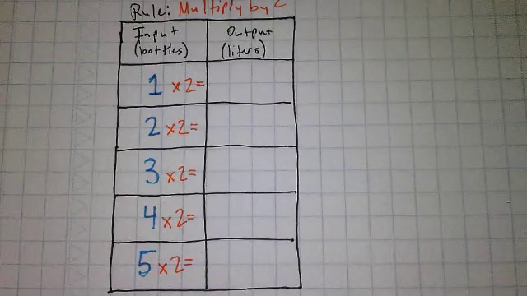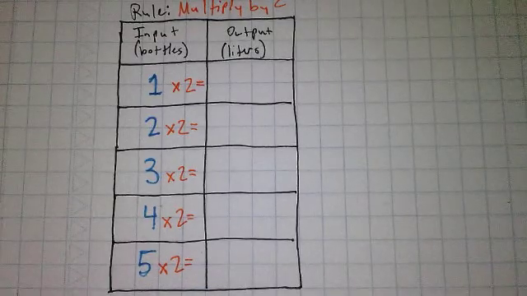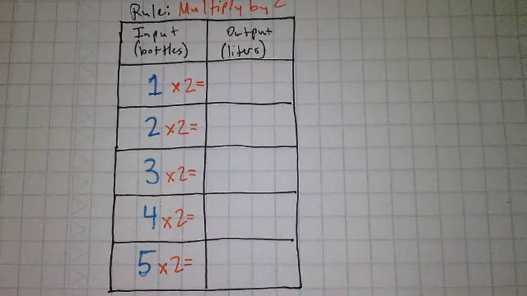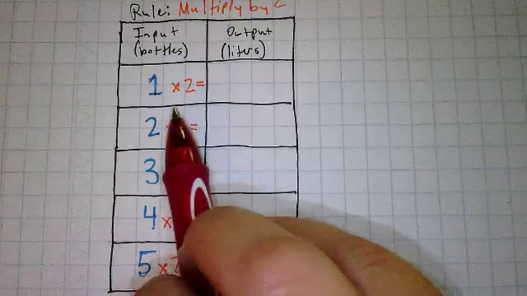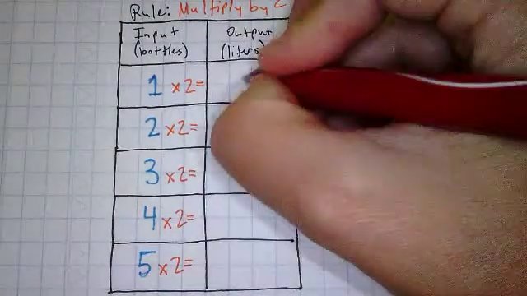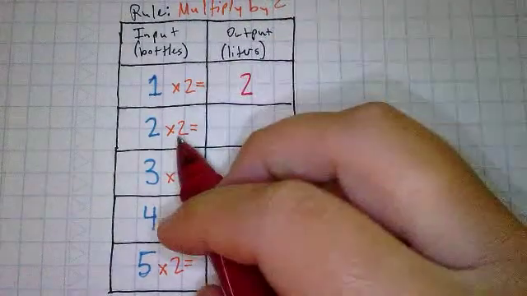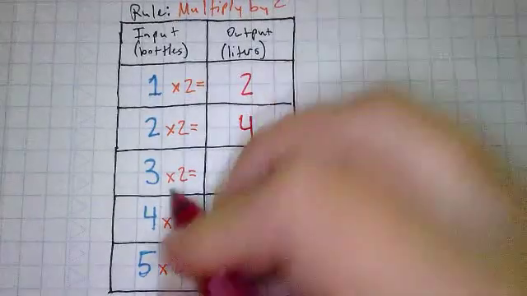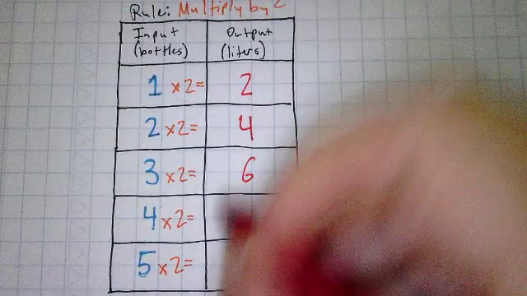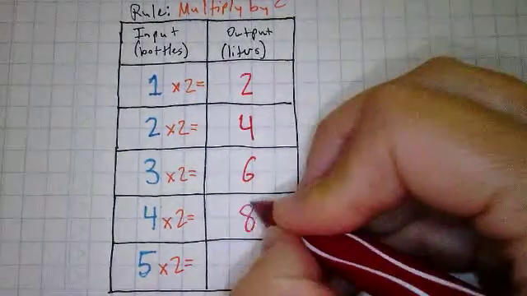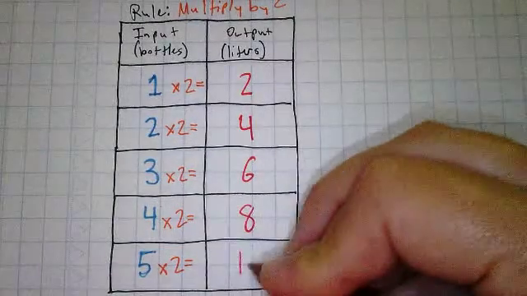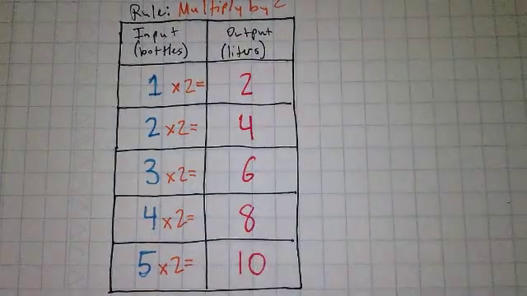Now we can go through, and yes, it's going to be the same numbers as before, but we can really see that multiplication. 1 times 2 is? 2. 2 times 2 is? 4. 3 times 2 is? 4 times 2 is? 8. And 5 times 2 is? 10. So we got the same numbers.